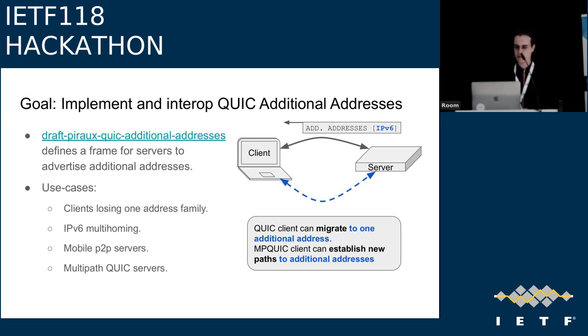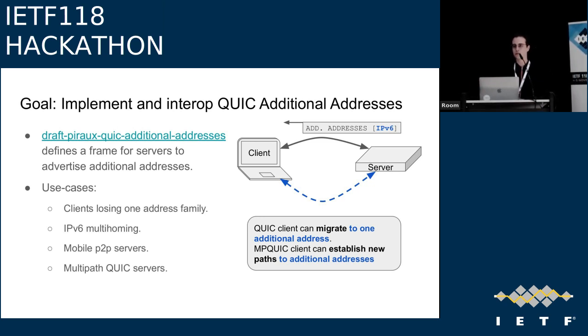This is an extension that we proposed in the draft, which defines a new frame for QUIC servers to announce additional addresses. In our little example, we have a client that is establishing a QUIC connection to a server, and then the server can send new additional addresses, and then the client can use them. How it uses them depends on the client capability: if the client is single path, it can migrate to this additional address. If the client is multipath, such as with multipath QUIC, it can establish new paths to those additional addresses. There are several use cases for that.